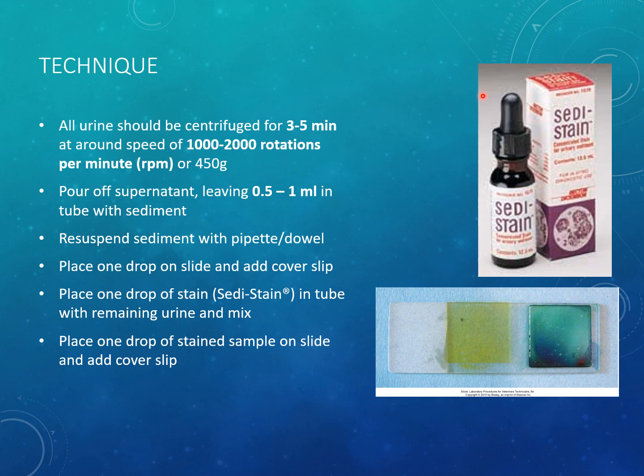And then if you're going to use the SETI stain to look for something particular, you place 1 drop of stain in that urine that's at the bottom of the tube, and you mix it again, and then you take a drop and put that on the right side with another cover slip.